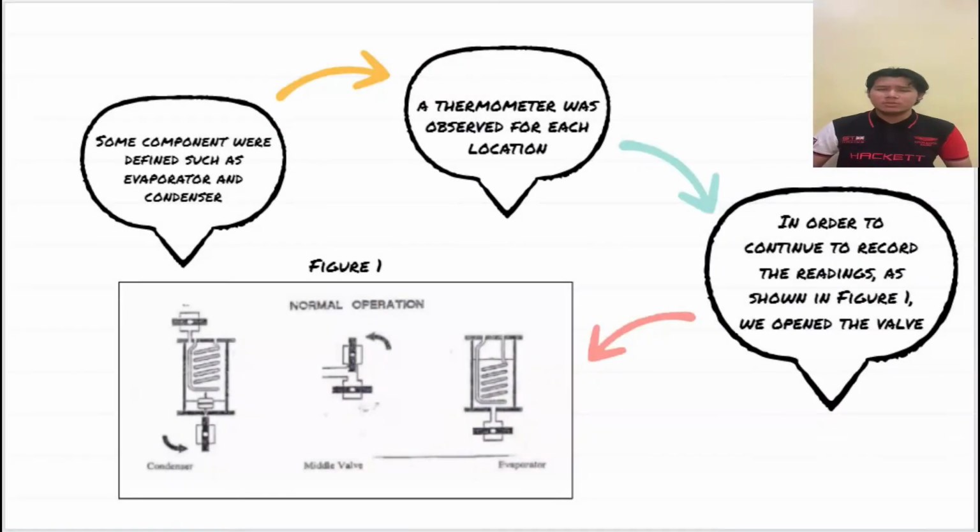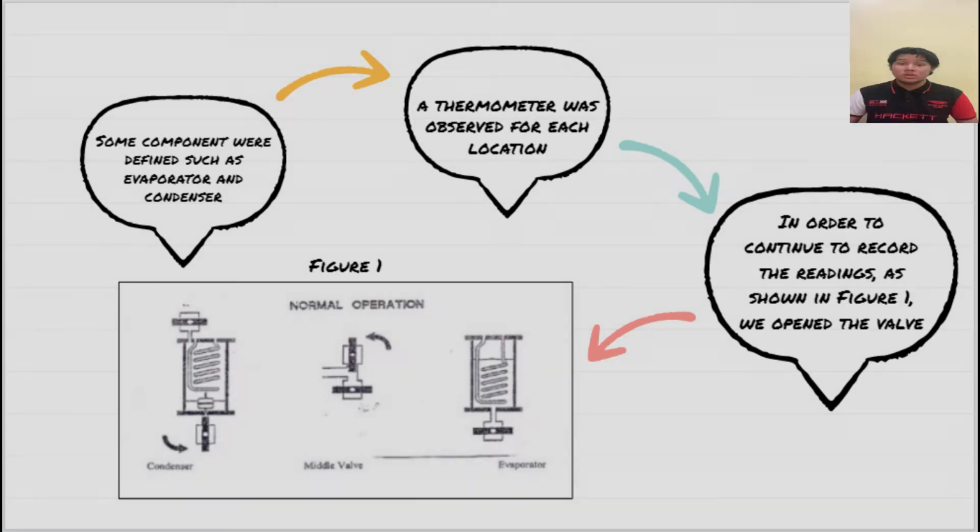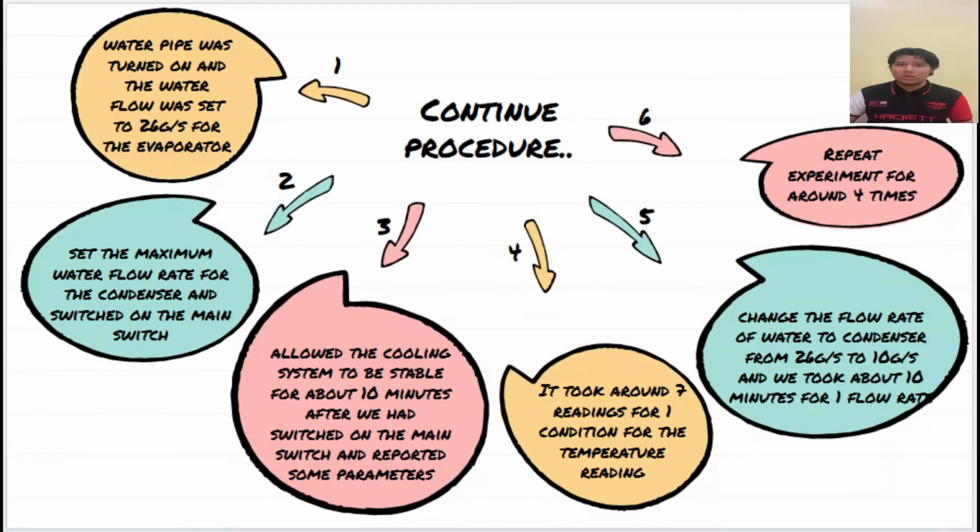First, some components were identified, such as the condenser and evaporator. Next, a thermometer was observed for each location in order to record the readings. As shown in figure 1, we open the valve. To continue our procedure, the water pipe was turned on and the water flow rate was set to 26 grams per second for the evaporator. Then we set the maximum water flow rate for the condenser and switch on the main switch.